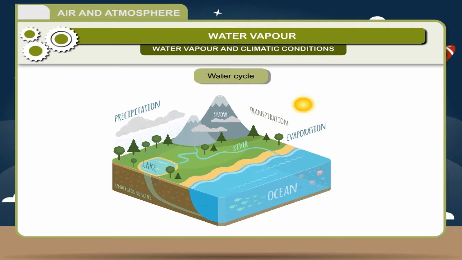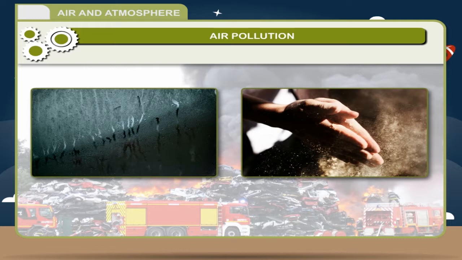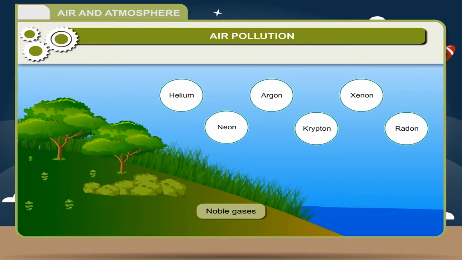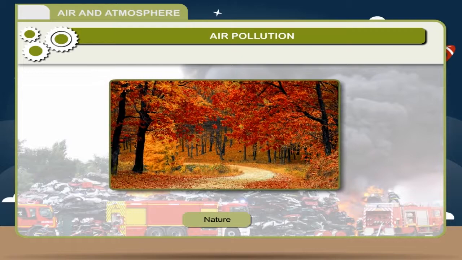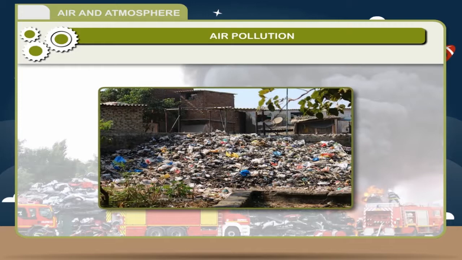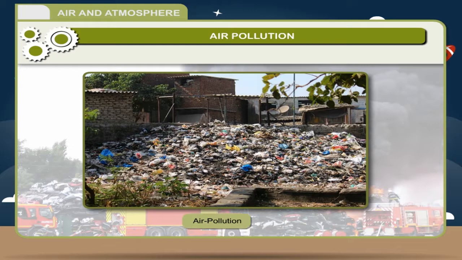Air pollution. The amount of moisture and dust particles present in air varies with place and season. Noble gases are present in air in very small amounts. Nature, through its own activities, maintains this percentage composition, but man's greed and uncaring attitude has caused this balance to get disturbed. The process of addition of components to the air is called air pollution, while the components are called pollutants.